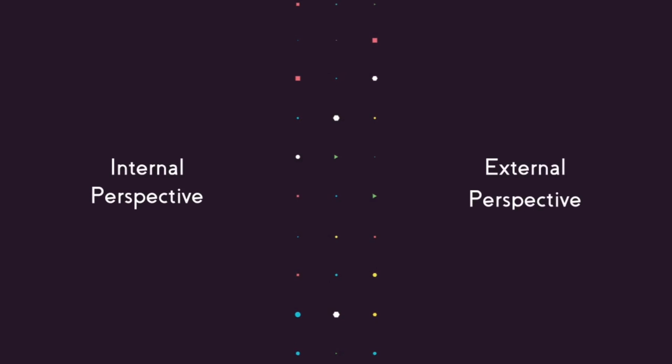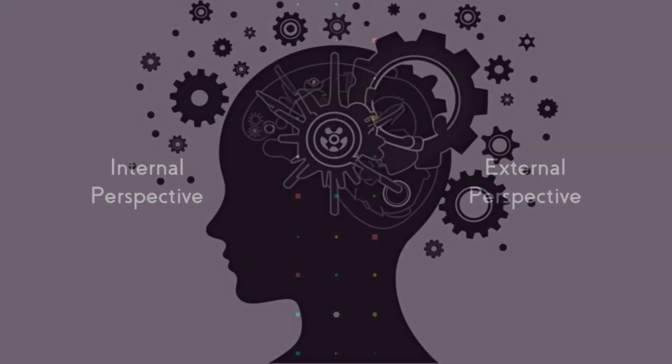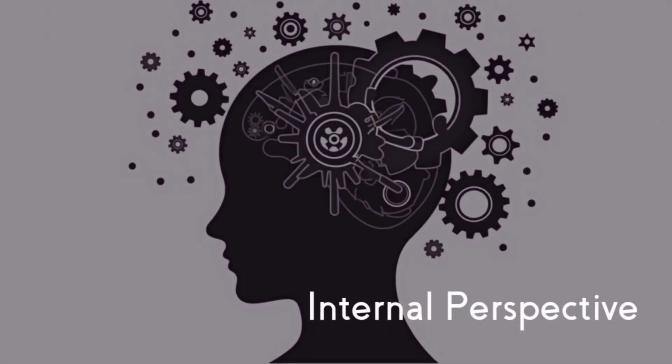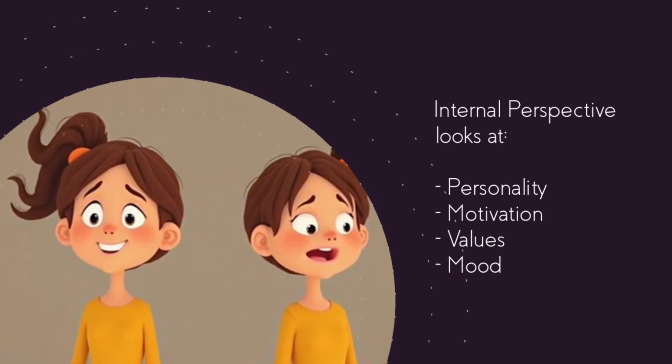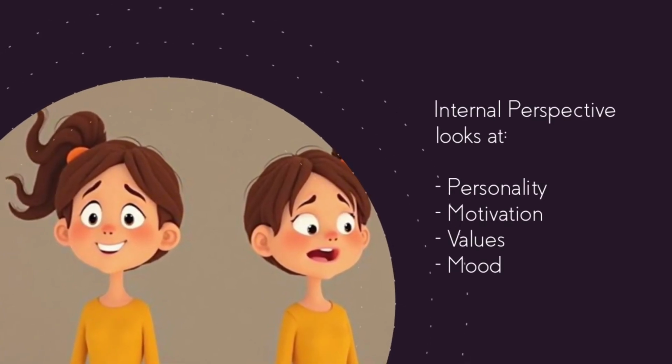To really understand organizational behavior, we often look through two major lenses: the internal and the external perspectives. Let's start with the internal perspective. This view focuses on what's going on inside the individual. It suggests that behavior is largely driven by internal traits, things like personality, motivation, values, and even mood.